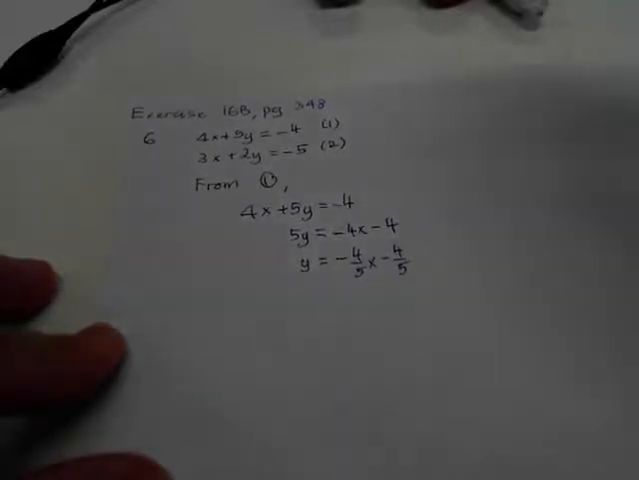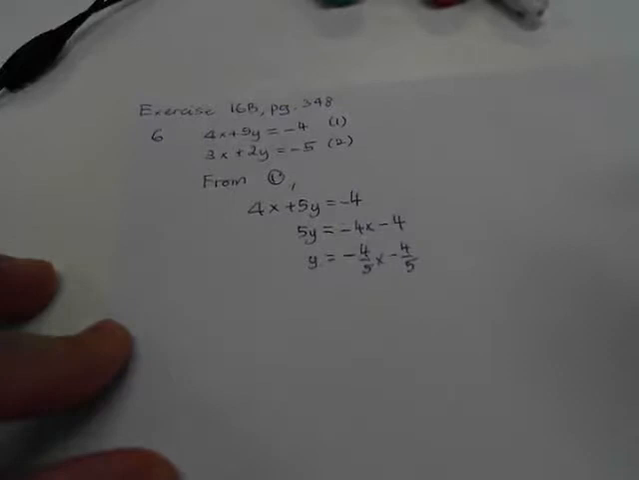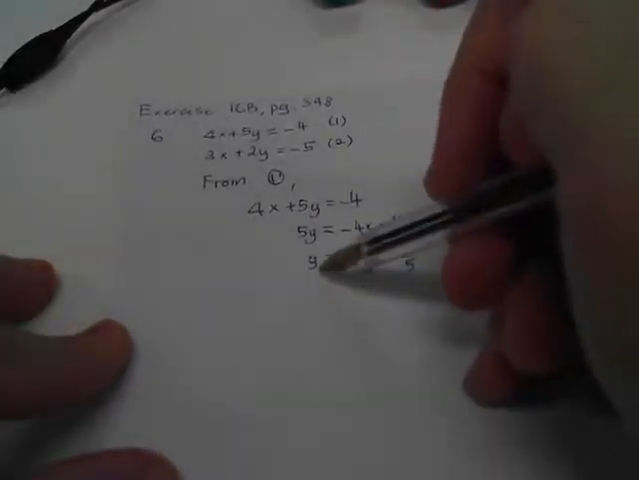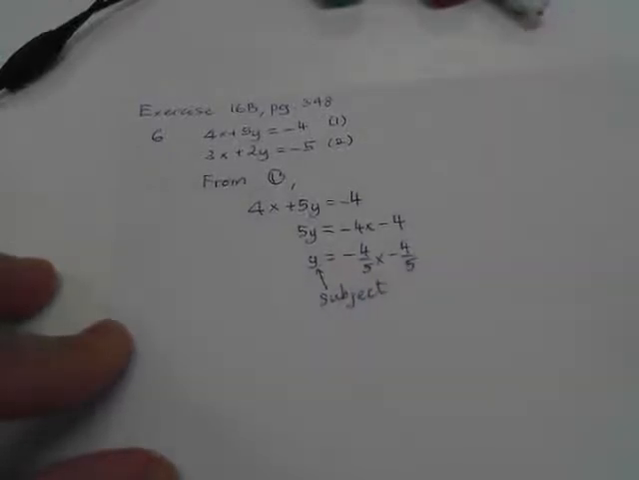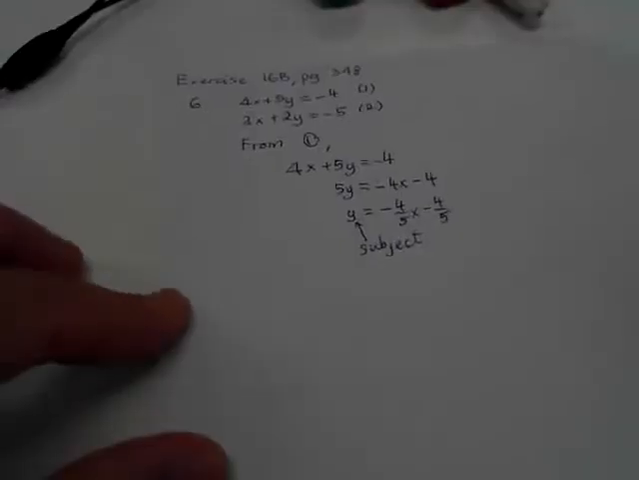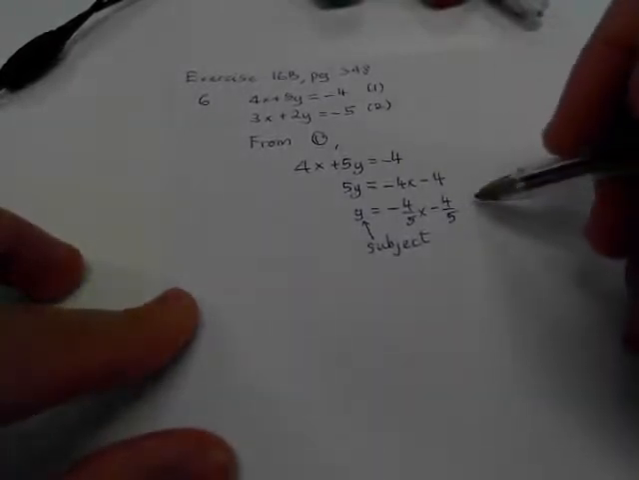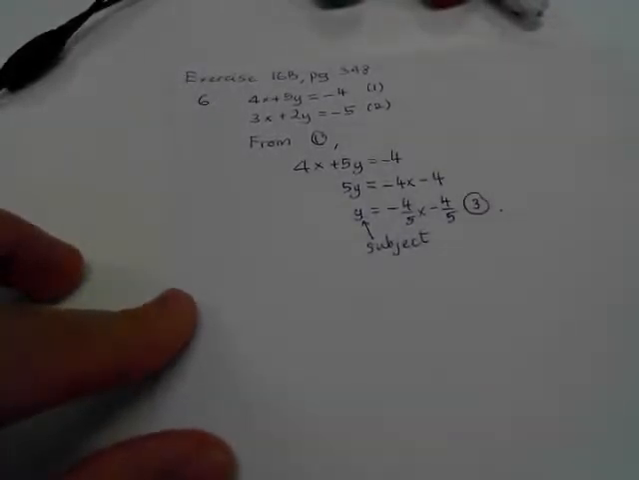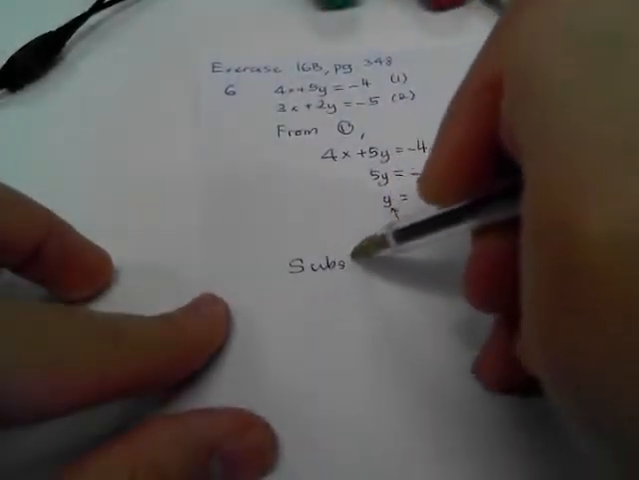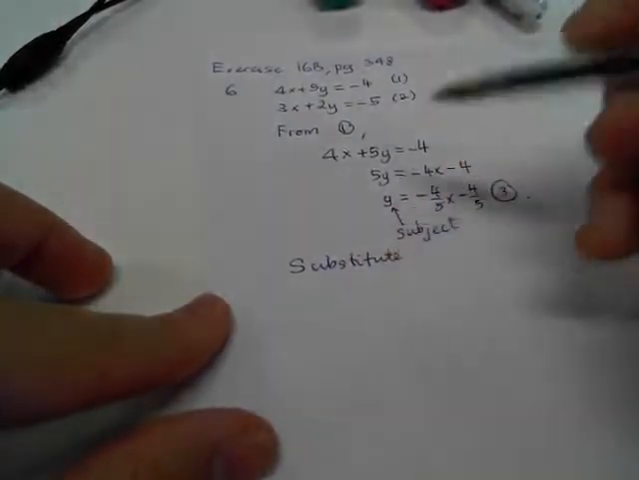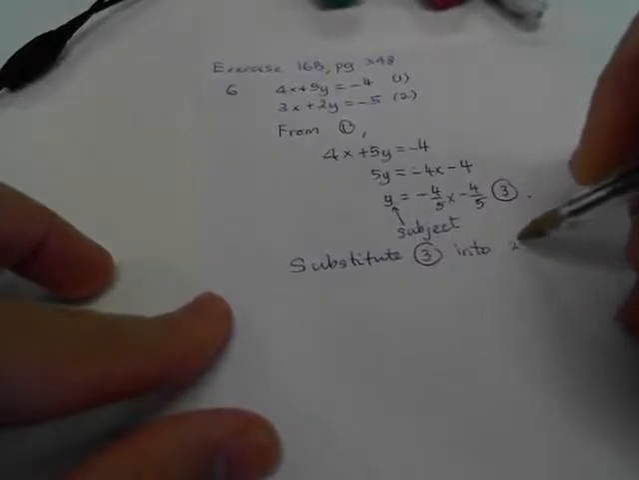You must have a standalone subject. You must have one of the variables to be a standalone subject. In this case, y is your subject. So that is the condition if you want to solve it by this method. But anyhow, this here has become a new equation, so we put it as 3. Okay? So now we're going to substitute equation 3 into equation 2.